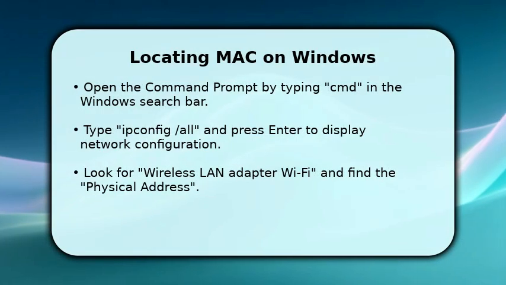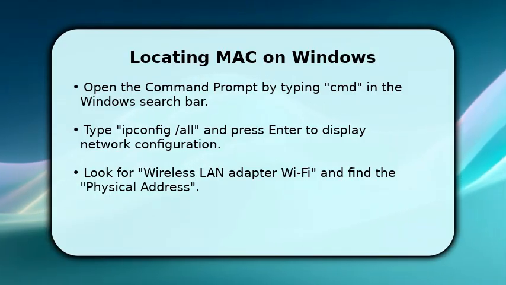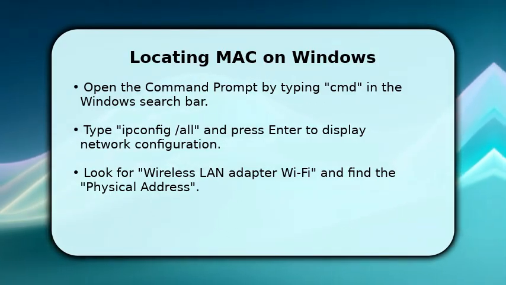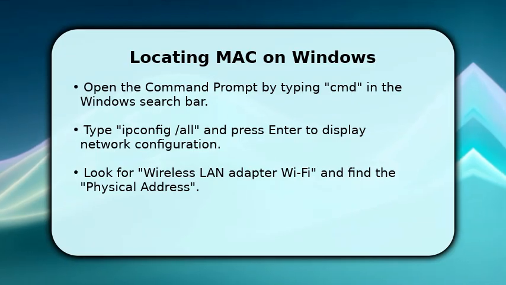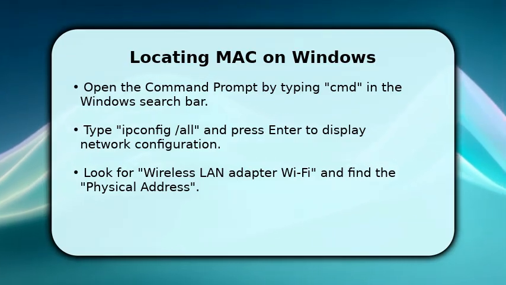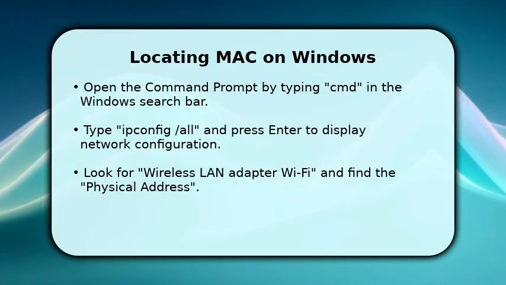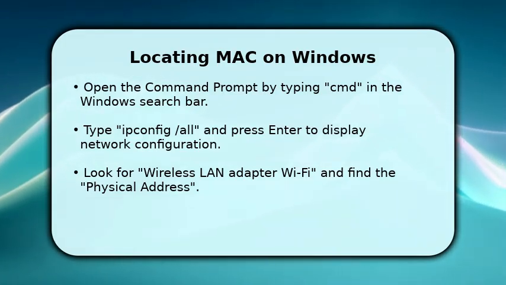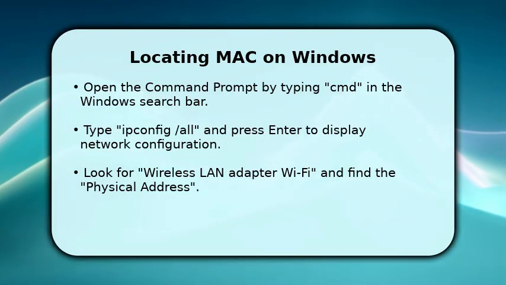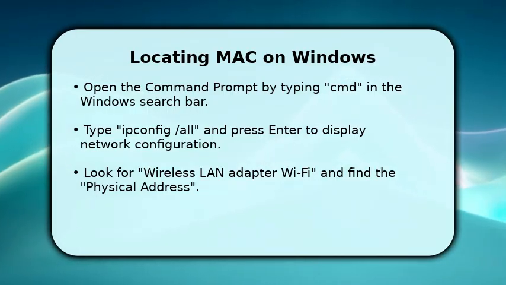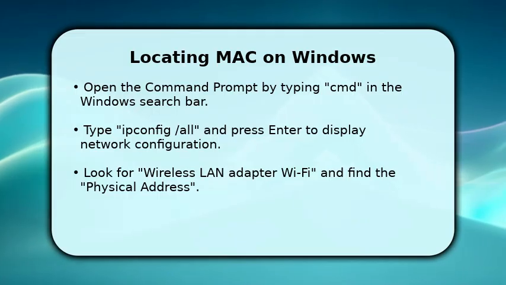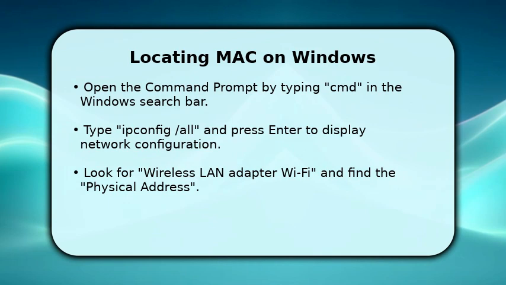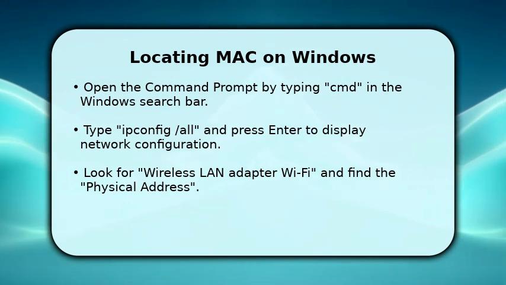For Windows users, finding your MAC address is straightforward. First, open the command prompt by searching for CMD in your taskbar. Once open, type ipconfig/all and press enter. This command will display a detailed list of your network adapters. Scroll down until you find the section labeled Wireless LAN Adapter Wi-Fi. Under this heading, you will see Physical Address, which is your unique MAC address for that Wi-Fi connection. It's typically a 12-digit hexadecimal number.